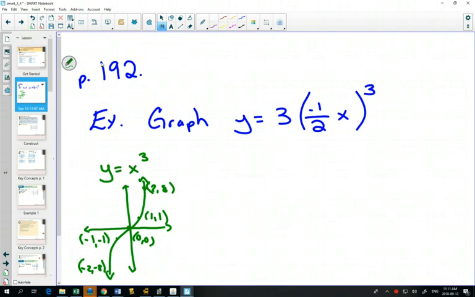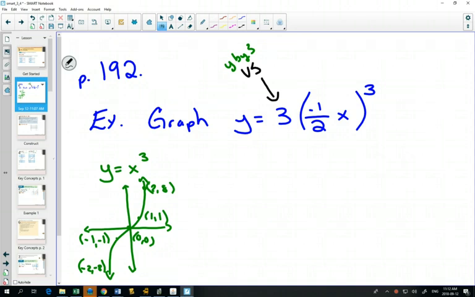I then look at my new equation and I say, what does that 3 do? X or y coordinate? Y coordinate, because it's outside of the function. And so that'll be a vertical stretch, and you're going to multiply y by 3. Then inside the function, we have a negative and a half.